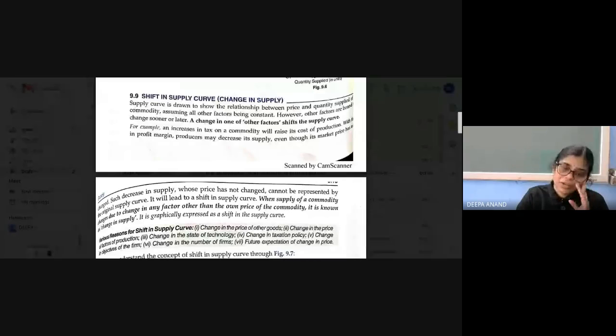If any change happens in one of these factors, or all or some of these factors, it will affect the supply curve. It will shift the supply curve. The supply curve changes position. That is known as shift in supply curve. So you can write, when supply of a commodity changes due to change in any factor other than the price of the commodity, or the price of the given good, it is known as change in supply.